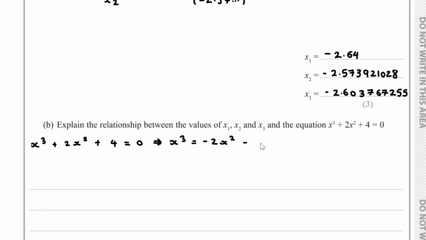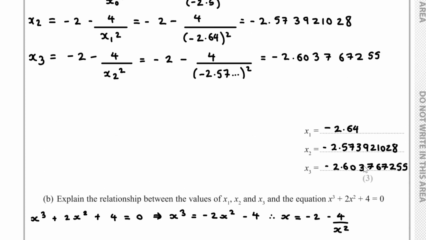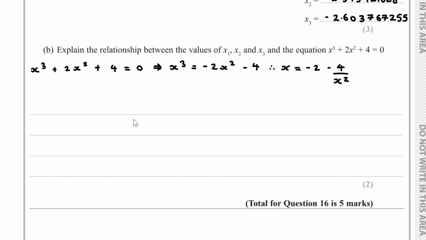And if we rearrange by subtracting 2x squared and 4 from both sides, we end up with x cubed equaling minus 2x squared minus 4. If we just divide through by x squared, we get x equals minus 2 minus 4 over x squared, which is similar to the iterative formula as we see here.